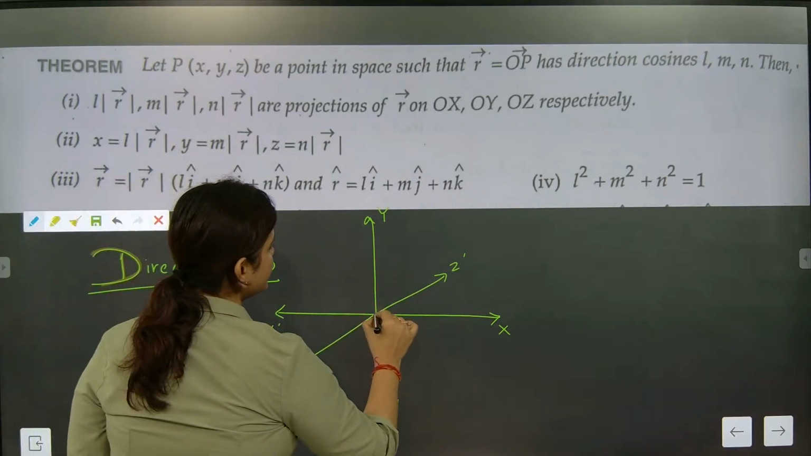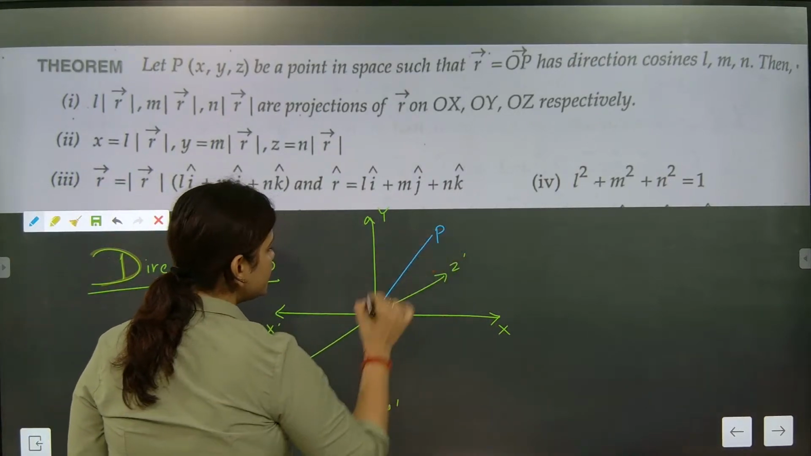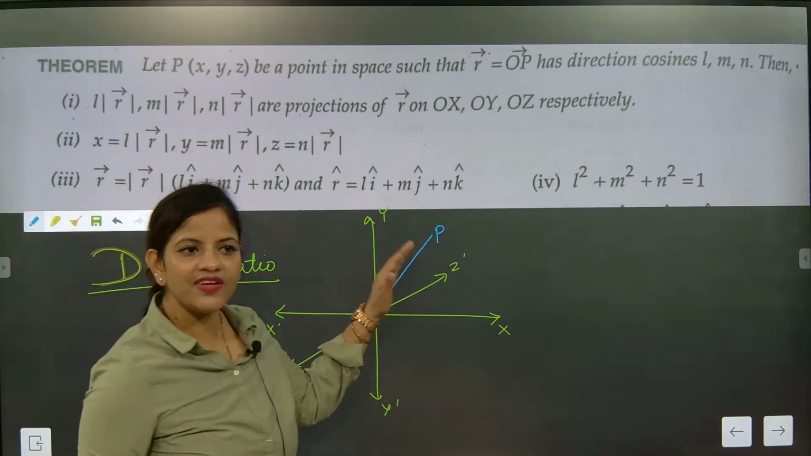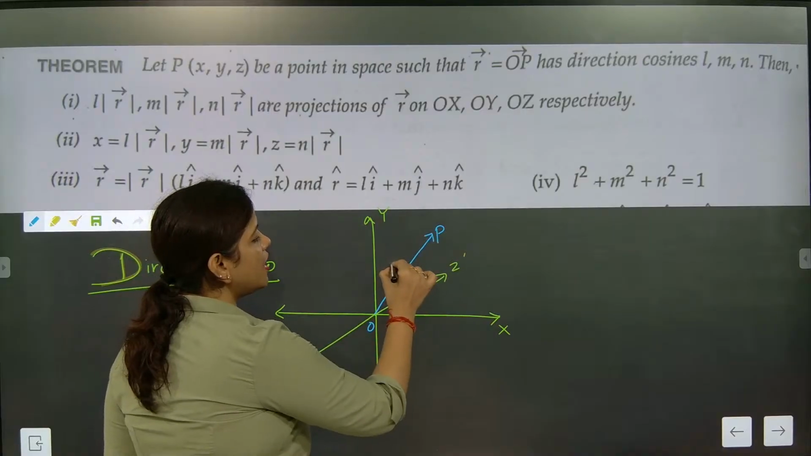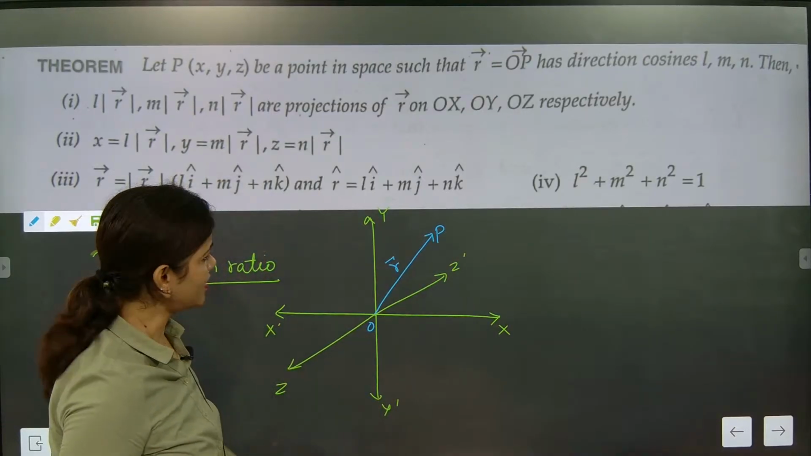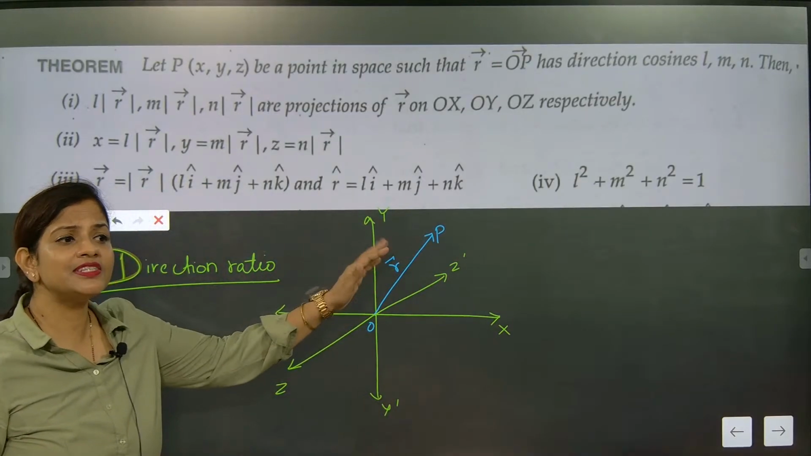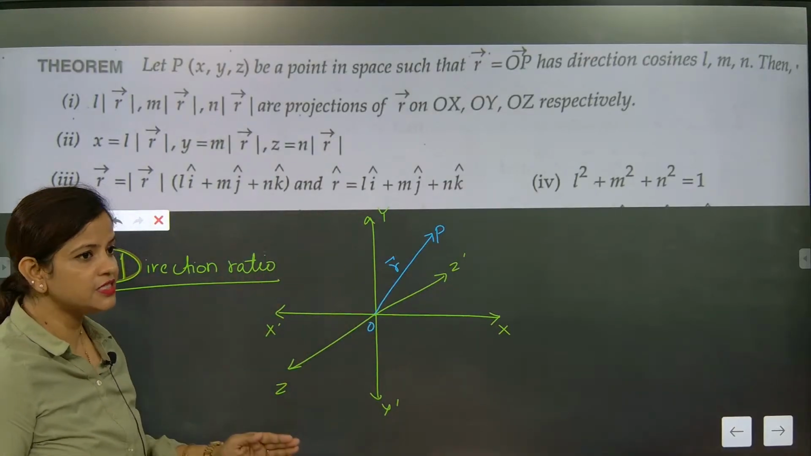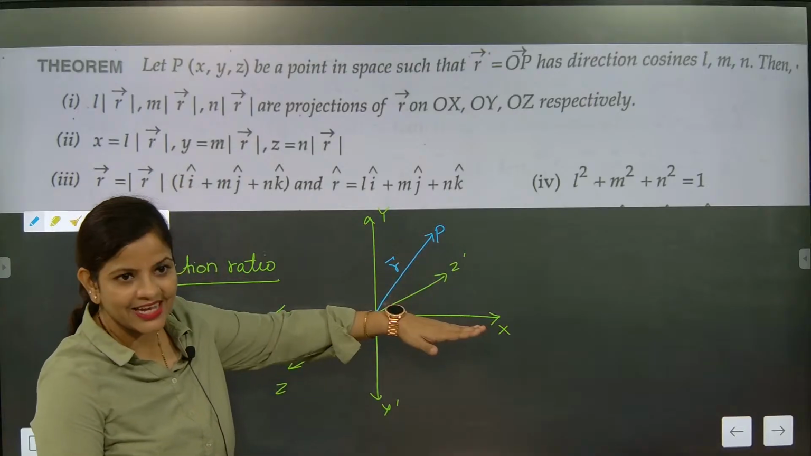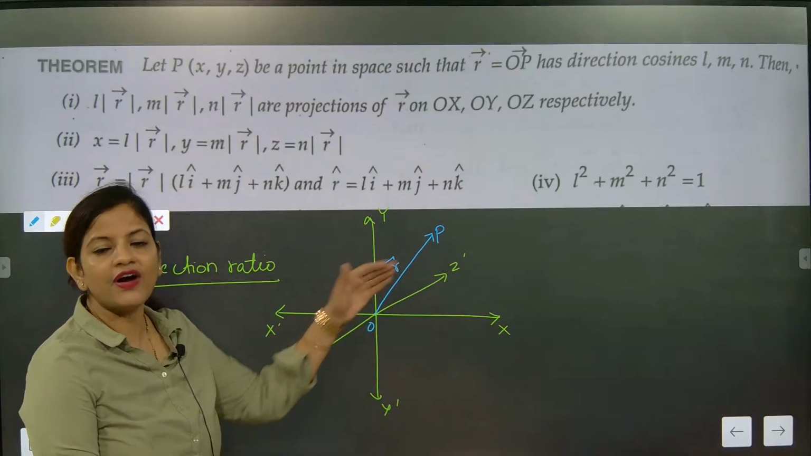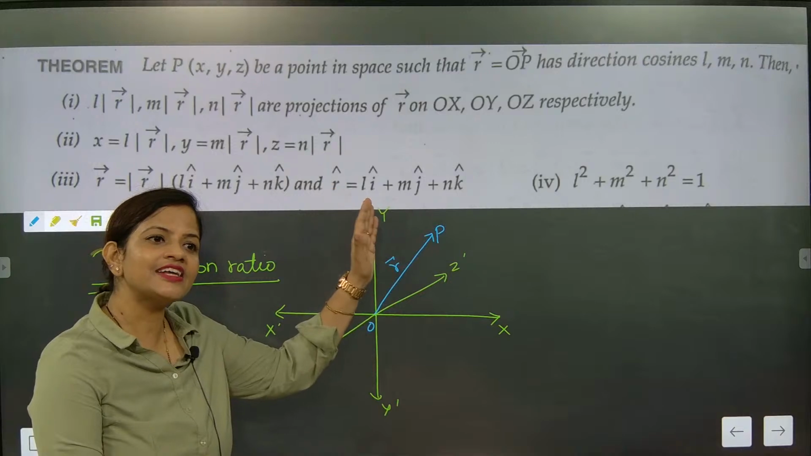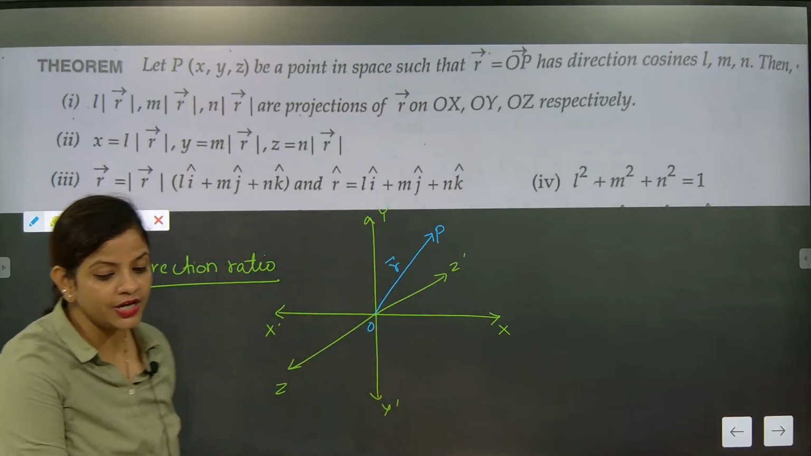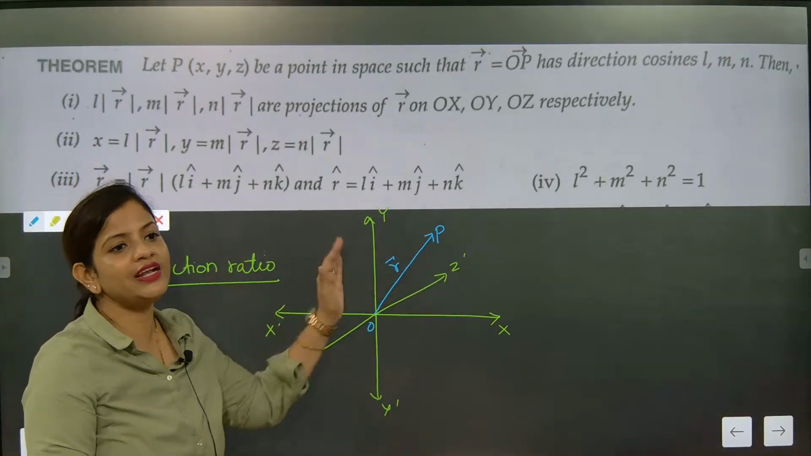Now we are going to draw one line. Let this line be a line in space, and we take it as OP. This OP vector can be taken as the r vector. This OP can be present anywhere. For the past 3 days, we have been learning to shift OP onto the x-axis or x dash, y-axis or y dash, z-axis or z dash. Those are the 3 cases we did.